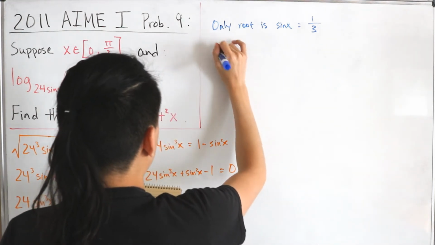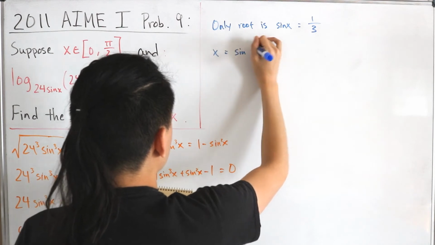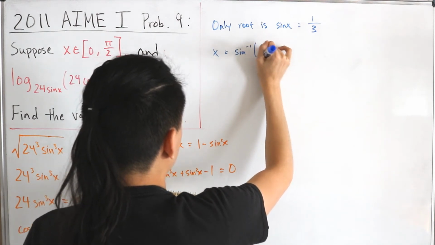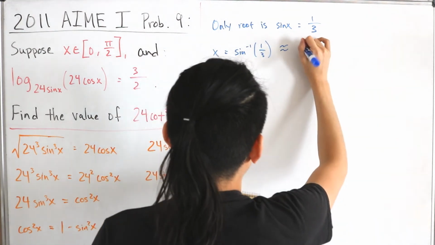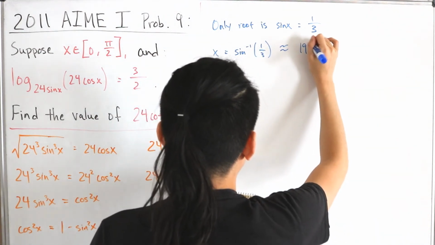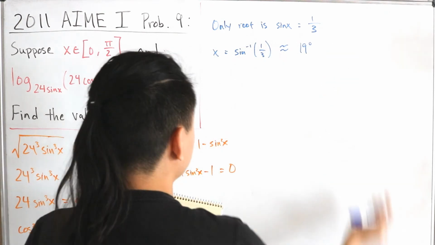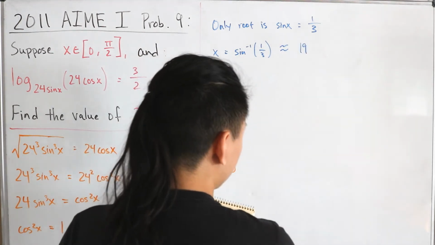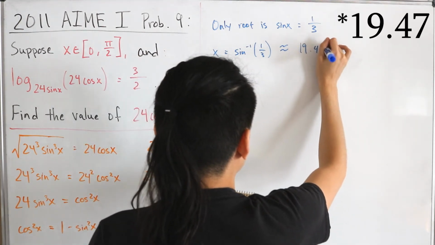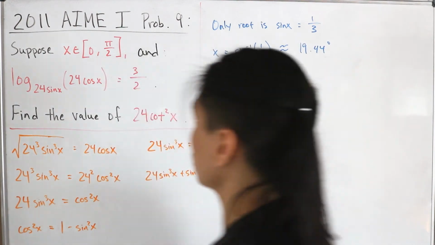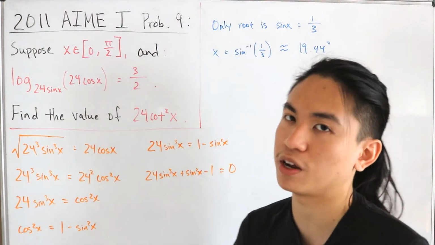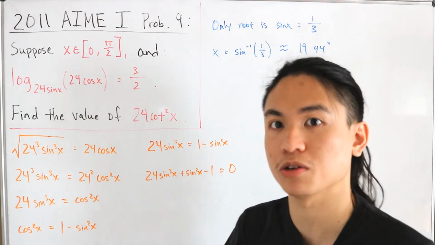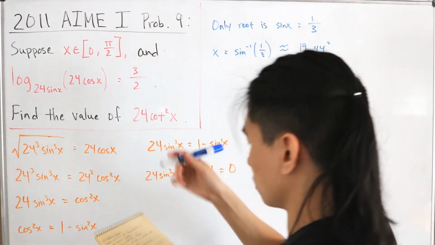So I have that x is equal to sine inverse of 1 over 3, which I can't give you the exact radians, but approximately that's around 19.44 degrees, I believe. But what that entails is that, yes, this actually does fall between this interval from x from 0 to pi over 2. We know that pi over 2 in radians is 90 degrees, so it does fall in there. So it does satisfy.